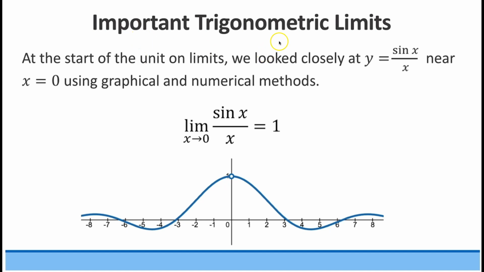Let's look at some important trigonometric limits. At the start of the unit on limits, we looked closely at y equals sine x over x near x equals 0 using graphical and numerical methods. And we came to the conclusion that the limit as x approaches 0 of sine x over x is equal to 1. Although we didn't show a rigorous proof, we can see from the graph here that as I approach 0 from both sides, I am getting closer to 1.